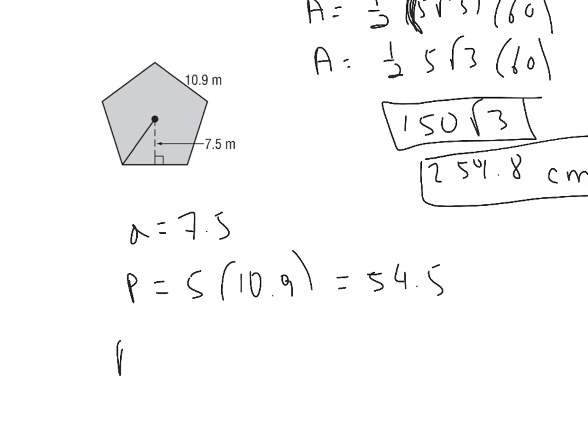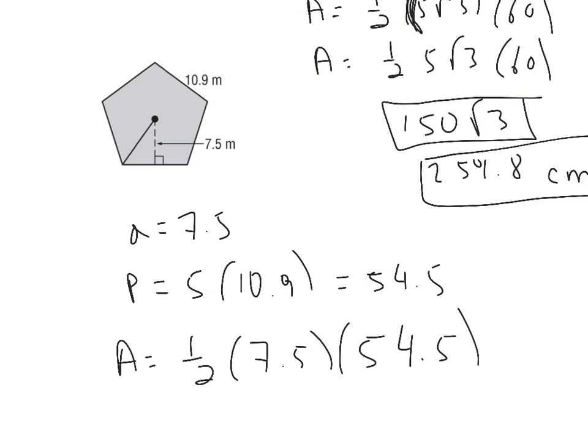So the area of this pentagon would be 1/2 times 7.5 times 54.5. Okay, and if you do it, the final answer would be 204.4 square meters. I know this is very messy.